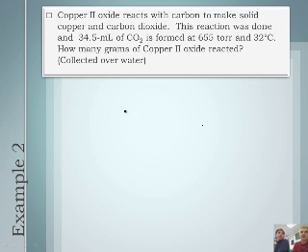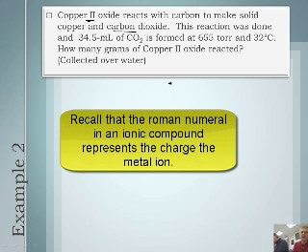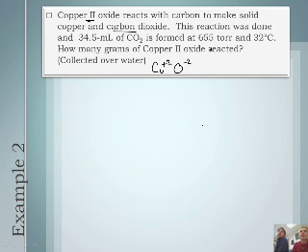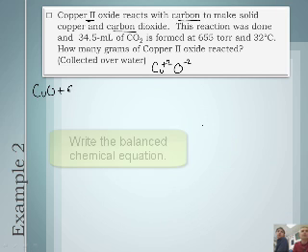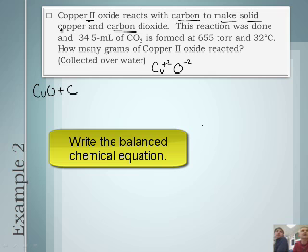Example number 2. Copper 2 oxide reacts with carbon to make solid copper and carbon dioxide. We got to write a balanced equation. Copper 2, Roman numeral. What does that mean? That's the charge. Cu plus 2. Oxide is O negative 2. So we're going to have CuO plus carbon to make solid copper, Cu, plus carbon dioxide, CO2. Okay. That's it.